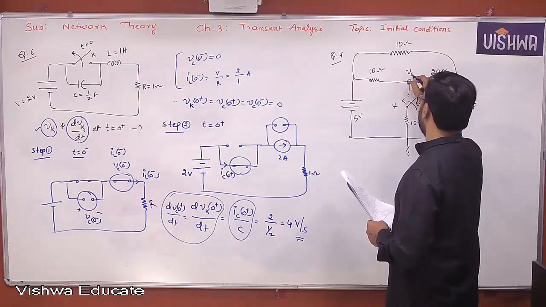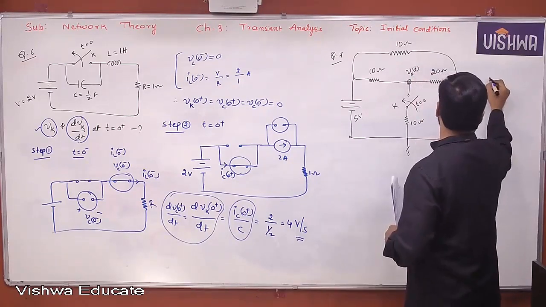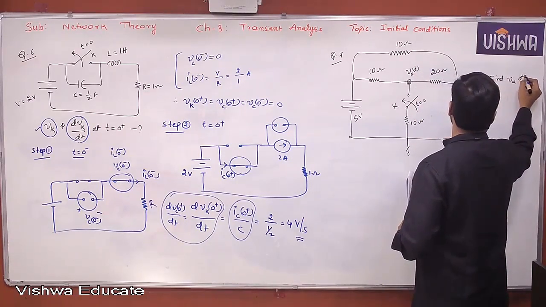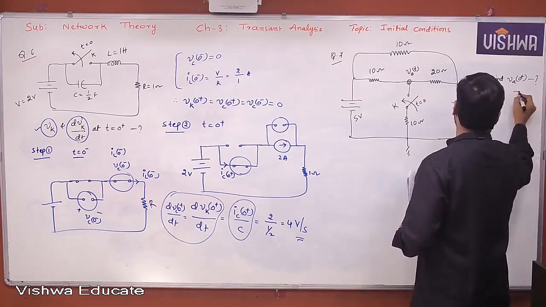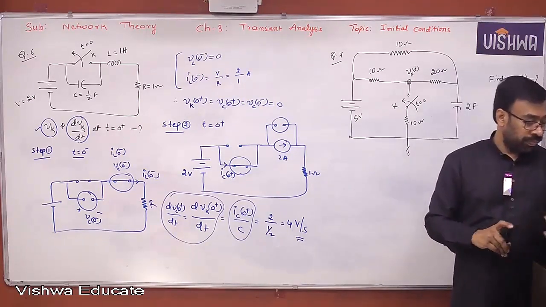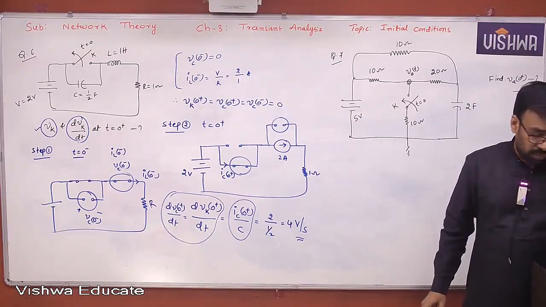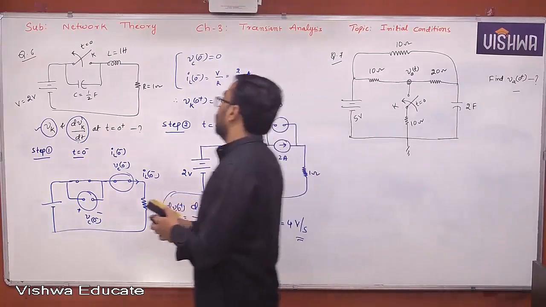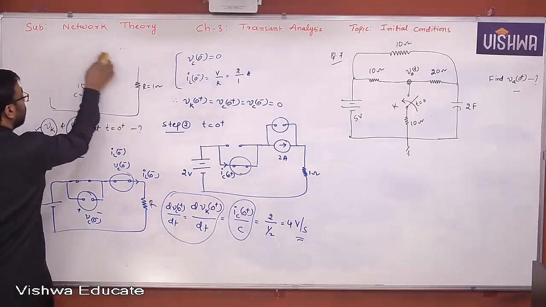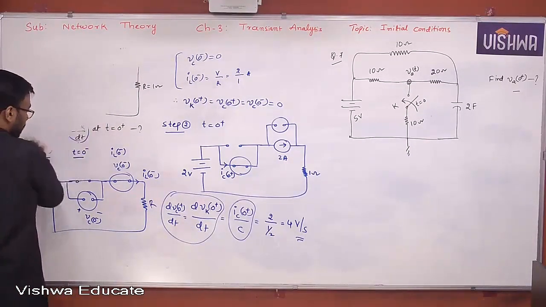This is an interesting problem. Find VA of 0 plus. Find VA of 0 plus. I think you have done right. Okay. Look at that problem. Question number 7 is asking VA of 0 plus.